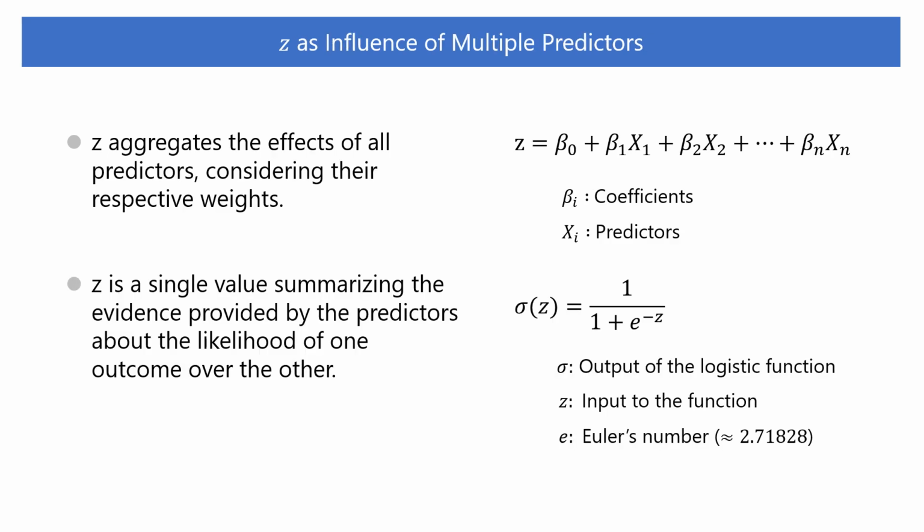Z can also be understood as the influence of multiple predictors. Z aggregates the effects of all predictors, considering their respective weights. It's a single value, summarizing the evidence provided by the predictors about the likelihood of one outcome over the other.